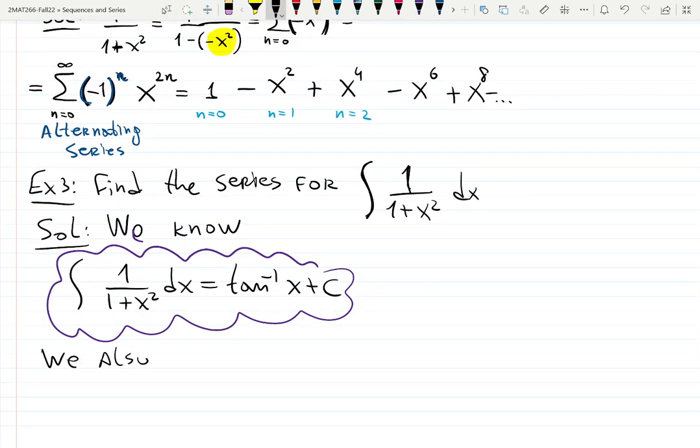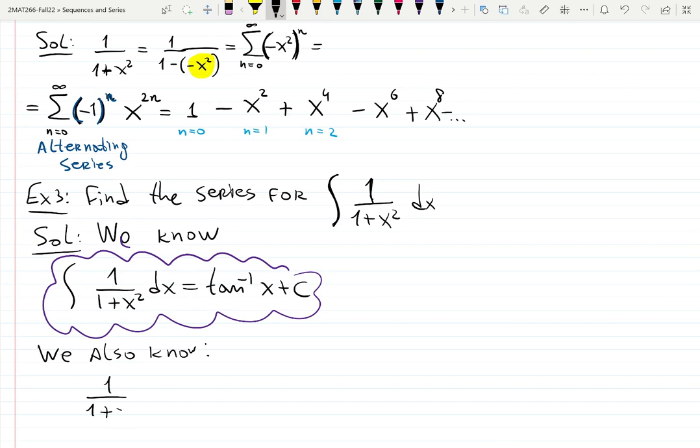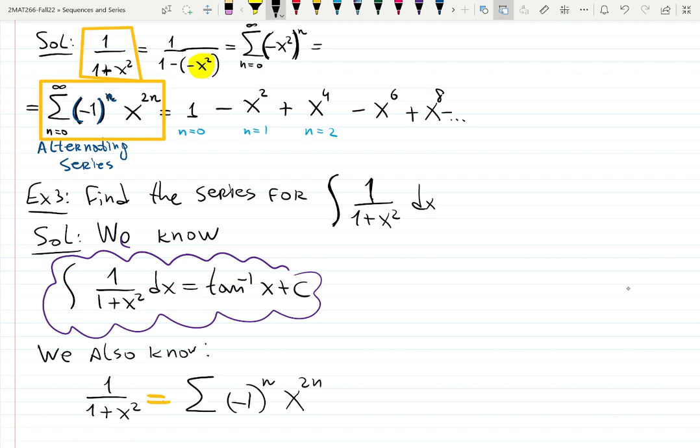We also know that 1 over 1 plus x squared has an expansion. We just wrote it down. I will put it in the box for you. This one: minus 1 to the n, x to the 2n. That's an equal sign for 1 over 1 plus x squared: the sum of minus 1 to the n, x to the 2n, n from 0 to infinity. We also know from the previous example, example 2, so we know how to find an expansion for the integral.